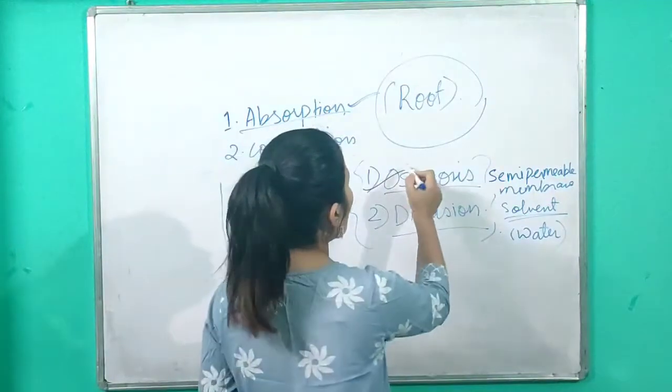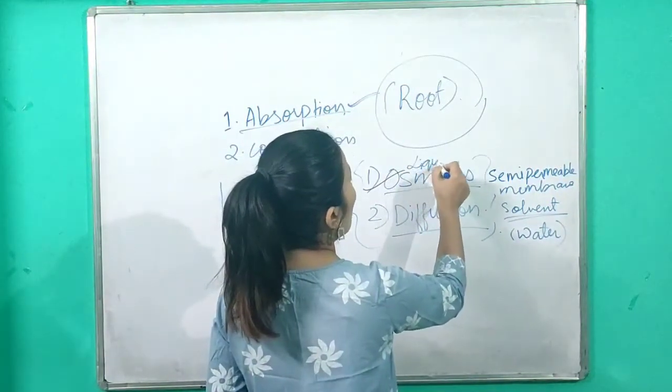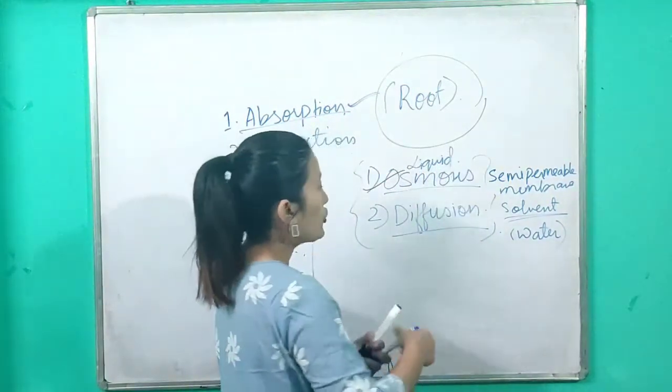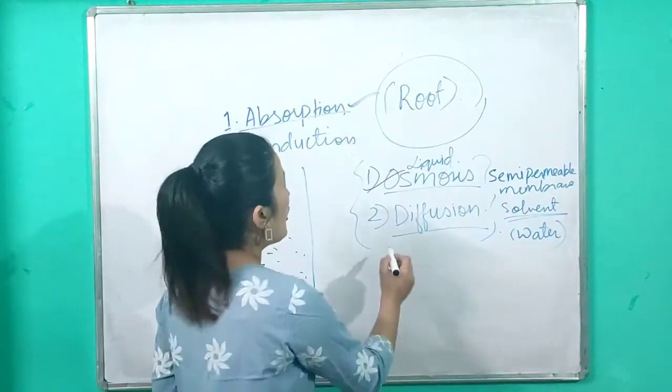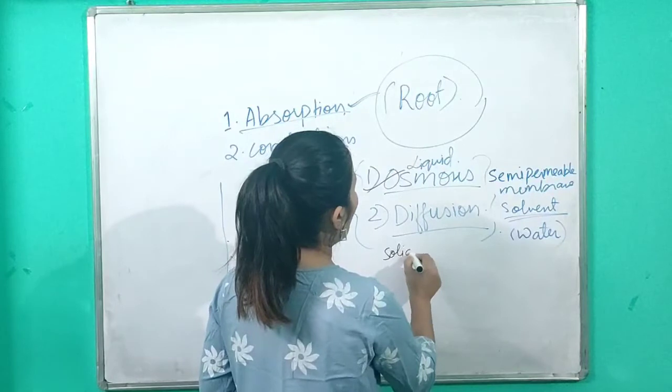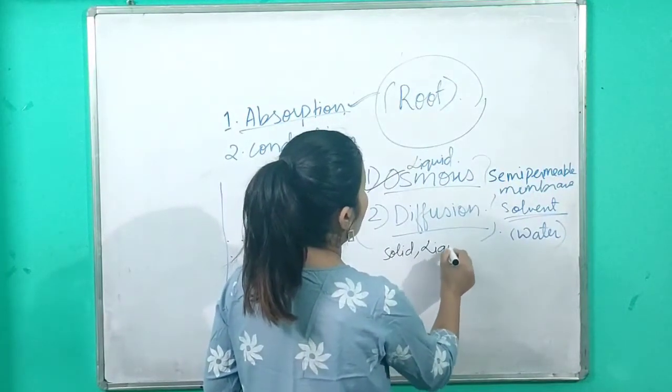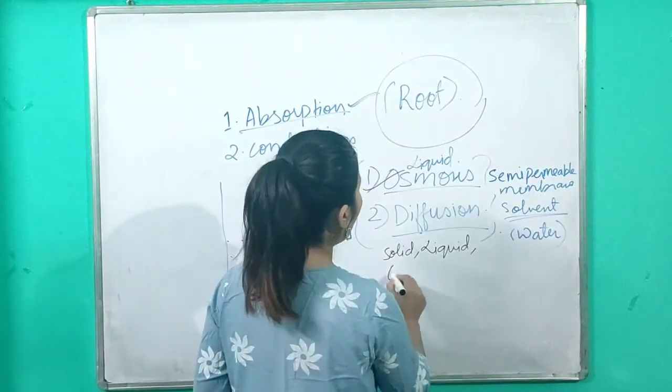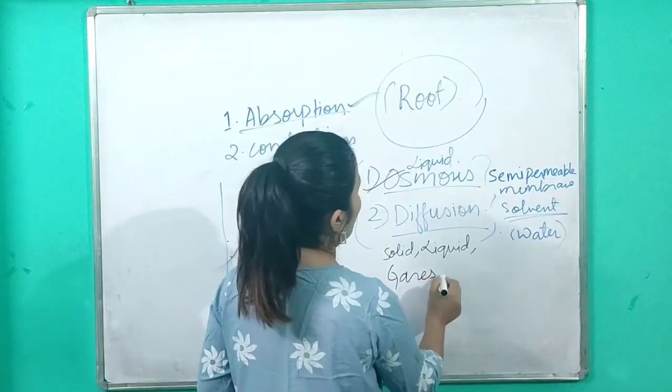So osmosis occurs only in a liquid state, but diffusion occurs in all three physical states, that is solid, liquid and gaseous state.